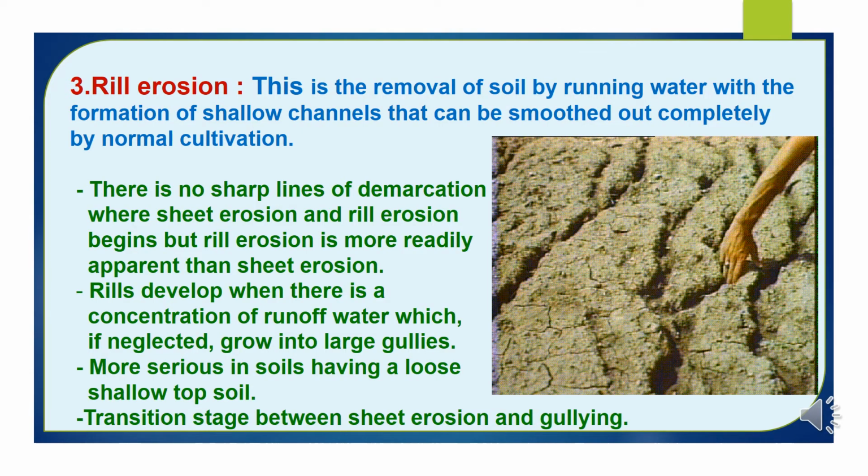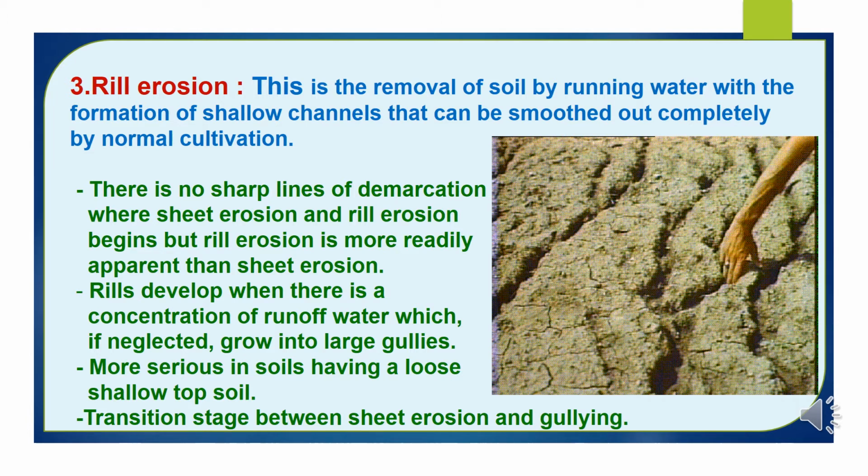The third type of water erosion is rill erosion. This is the removal of soil by running water with the formation of shallow channels that can be smoothed out completely by normal cultivation. There are no sharp lines of demarcation where sheet erosion and rill erosion begin, but rill erosion is more readily apparent than sheet erosion.